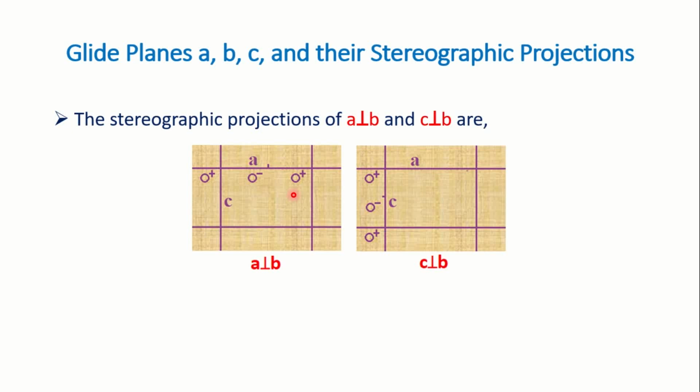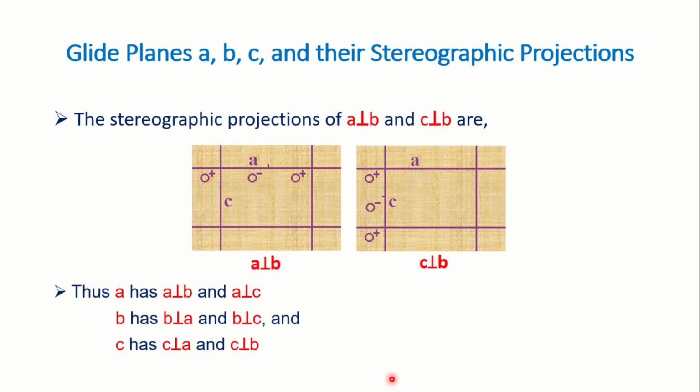But if the symmetry element is C glide perpendicular to B, then you have to just glide along C axis instead of A axis. So this lattice point is repeated here and this lattice point is repeated here. This way A glide perpendicular to B and C glide perpendicular to B are written. So if the B axis can have two glide planes, then A axis can also have two glide planes and C axis can also have two glide planes. So in total, from this we can have 6 glide planes. Now we have 6 more glide planes left, because I have said already we have 12 glide planes.